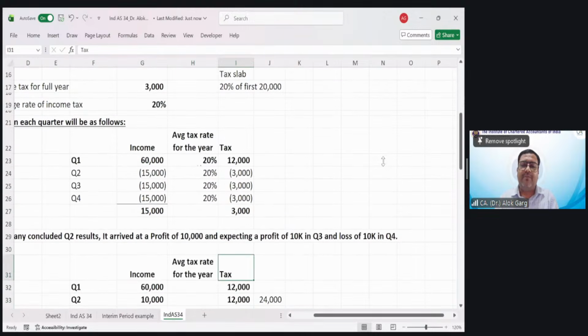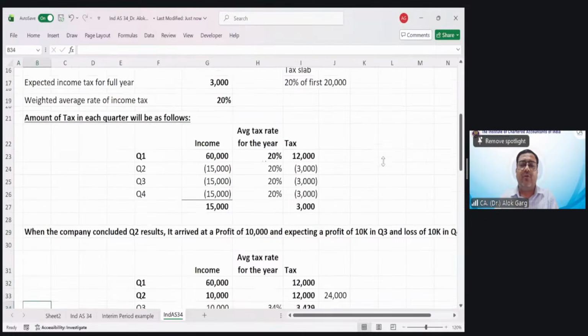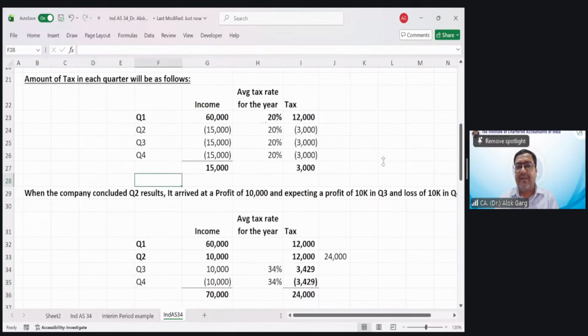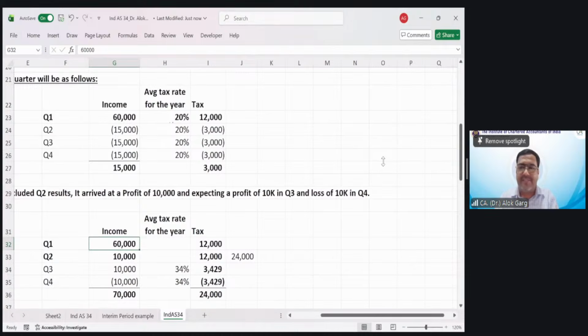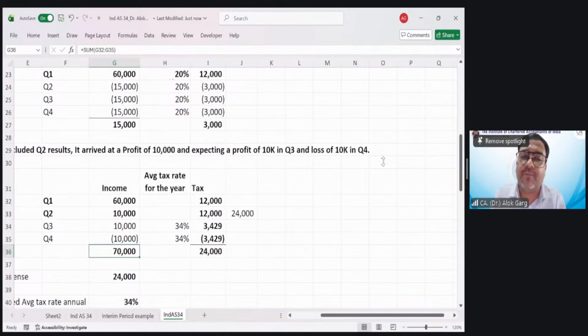Now let me make it more complex. When the company concluded Q2 results, it arrived at a profit of 10,000 instead of an estimated loss of 15,000, and is expecting a profit of 10k in Q3 and a loss of 10k in Q4. Now do the revision. What is my income? In quarter 1 I have earned 60,000. In quarter 2 I have earned 10,000. In quarter 3 I am expecting 10,000. In quarter 4 I am expecting a loss of 10,000. 70,000 is the total profit.